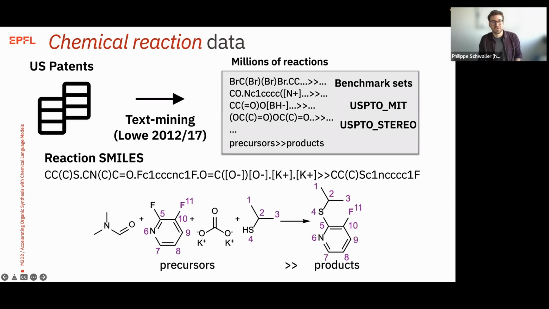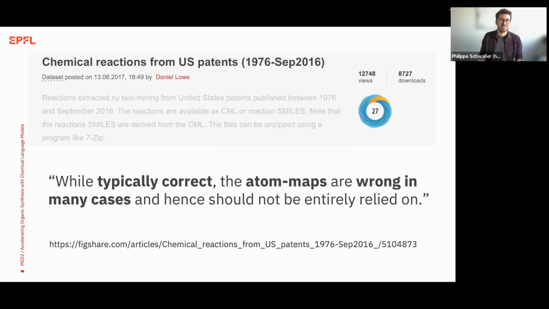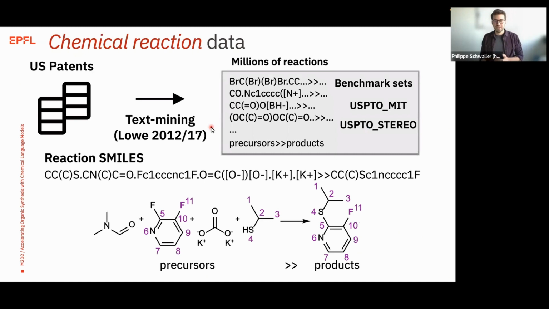During my talk, I will mention atom mapping several times, and I want to explain what I mean by it, because this is something that even chemists do not always know. We have the information of which product atoms correspond to which reactant atoms, as you see here. But as Daniel already warned us when publishing his data set, atom maps are wrong in many cases and hence should not entirely be relied on.